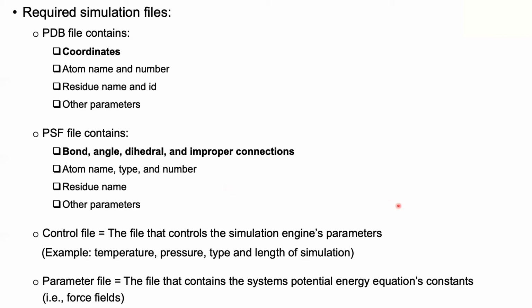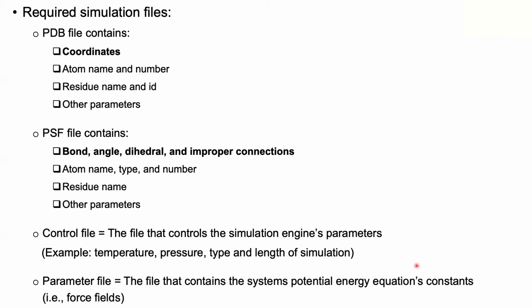The control file basically tells the simulation engine what to do. So in this case, for example, it sets the temperature, the pressure, the type of the simulation, and the length of the simulation. In Monte Carlo simulations, you can also specify the ratios or percent of times to use each move, and some other parameters and settings. Basically, anything you can tell the simulation to do, more than likely you're doing it through the control file.